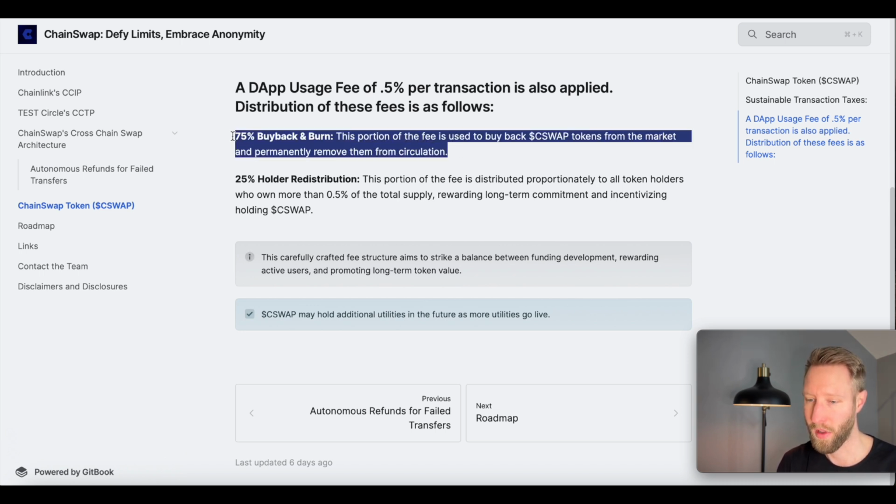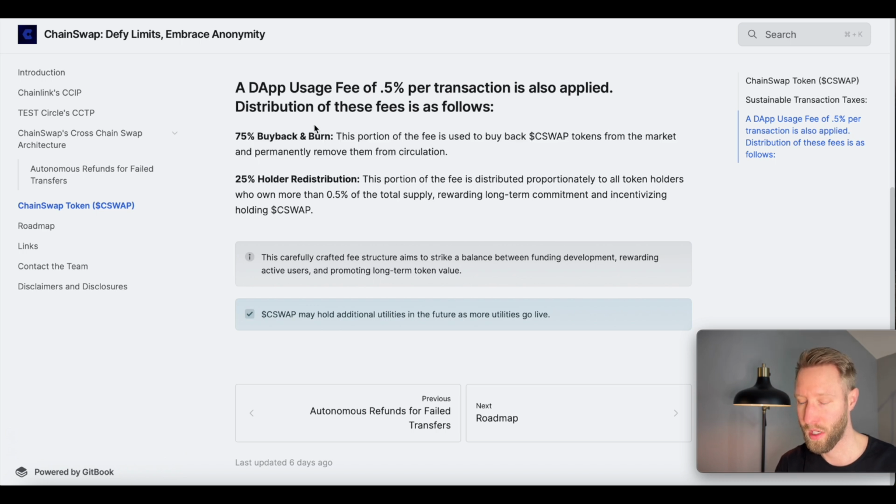And so if a lot of people are using ChainSwap for interoperability between chains, there could be a lot of utilization, and that could start driving up the price, since this will create deflationary tokenomics for CSWAP. And so we can see the other 25% will be holder redistribution. This portion of the fee is distributed proportionally to all token holders who own more than 0.5% of the total supply, rewarding long-term commitment and incentivizing holding the ChainSwap token.